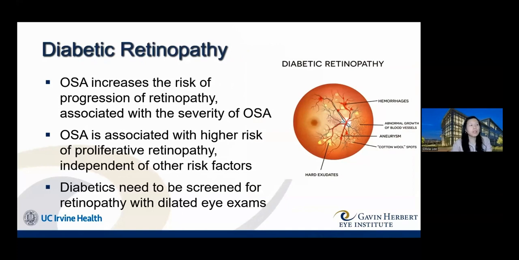And independent of that, sleep apnea increases the risk of progression of diabetic retinopathy, or diabetes in the eye. So the more severe the sleep apnea is, the higher the risk of progression, especially to the most severe form of diabetic retinopathy that involves new blood vessel growth. And we call that proliferative diabetic retinopathy. As a reminder, all diabetics need to be screened for diabetic retinopathy at least on a yearly eye exam, if not more frequently, as determined by the results of that eye exam.